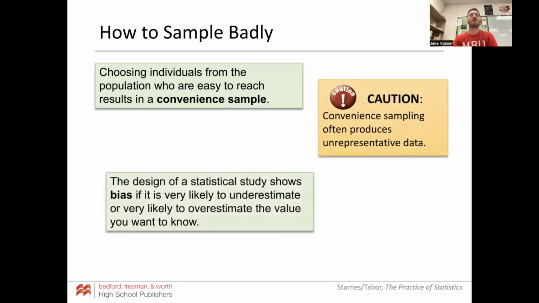So the design of a statistical study shows bias if it is very likely to underestimate or very likely to overestimate the value you want to know. Say, for instance, I want to know who likes chocolate milk or white milk, right? And I asked this question of people at a Hershey's factory. I'm going to obviously get far more people picking chocolate milk versus white milk than I would just out in the real world. It's going to create obvious bias.